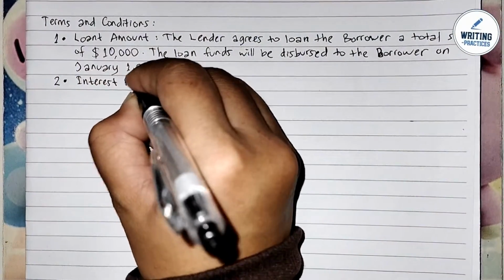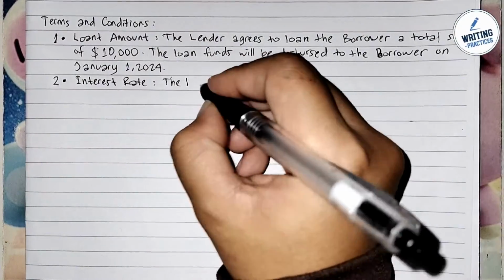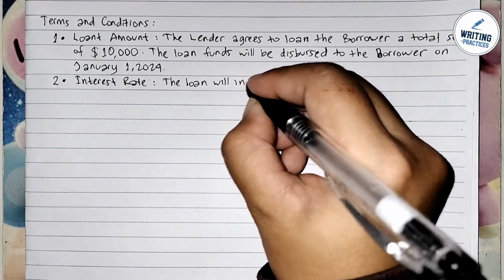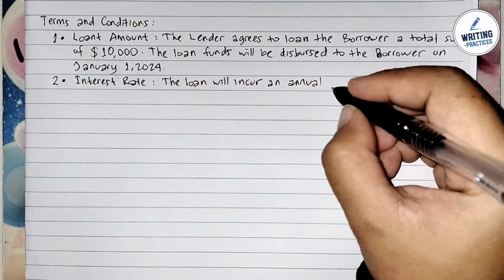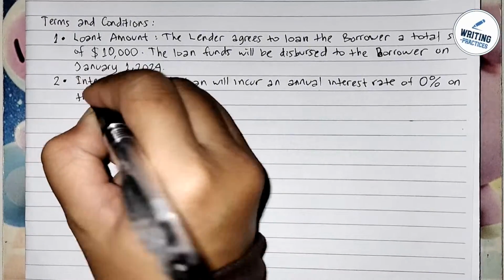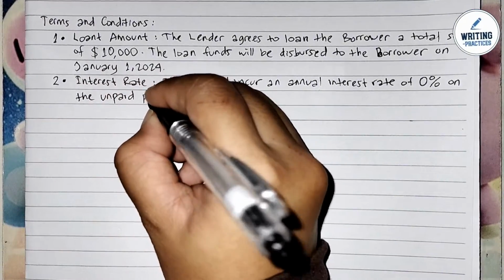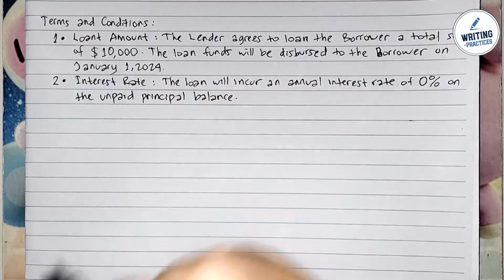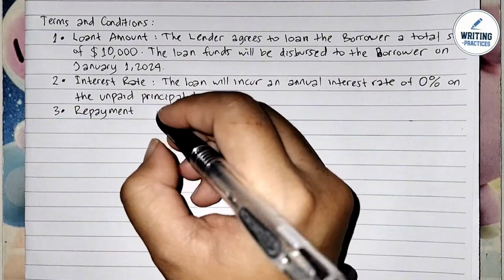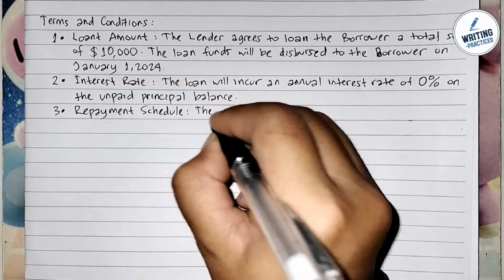Number 2, it is about interest rate. In this section, write the details of the annual interest rate applied to the loan. This should indicate how interest will be calculated on the outstanding balance. I use the sample of zero interest here. So this is how it looks like. Number 2, interest rate. The loan will incur an annual interest rate of 0% on the unpaid principal balance.